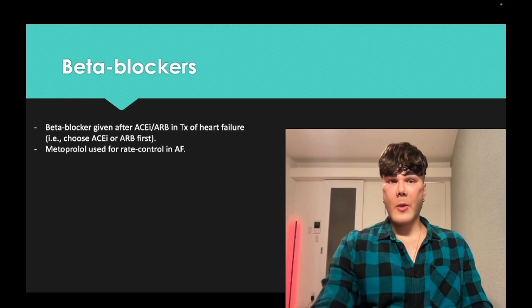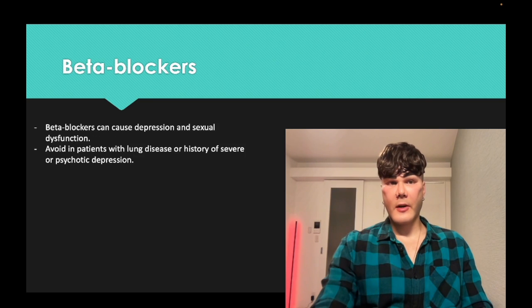And then I'm just mentioning metoprolol tends to be the first drug used for rate control in atrial fibrillation. I said, if you can't give a beta blocker for rate control in AF, you can give verapamil. So metoprolol tends to be the drug they use for rate control in AF.